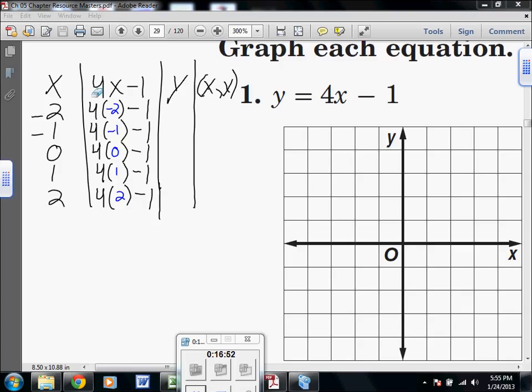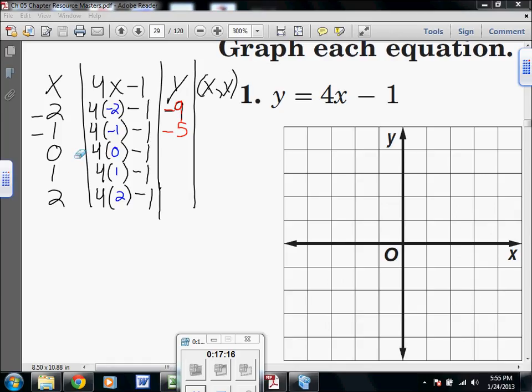Alright, so now as long as you got these figured out, let's go through it. 4 times -2, well that's -8. -8 minus 1, that means go deeper. -9 is what that gives you. Okay, and now moving on. 4 times -1, the beginning, well that's -4. -4 minus 1, go deeper, that's -5.